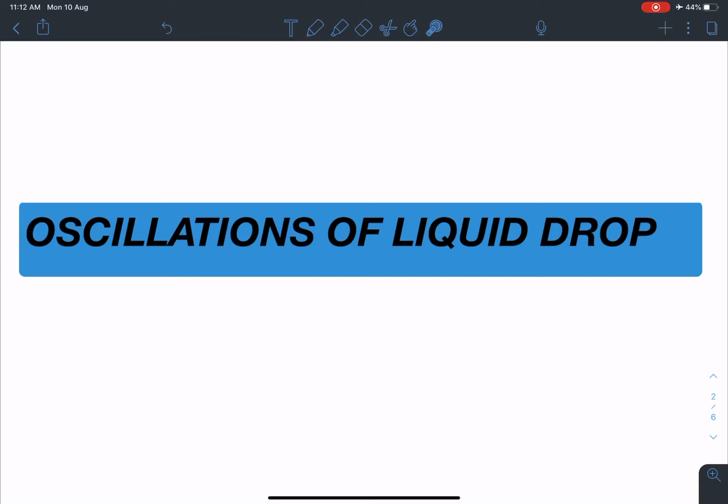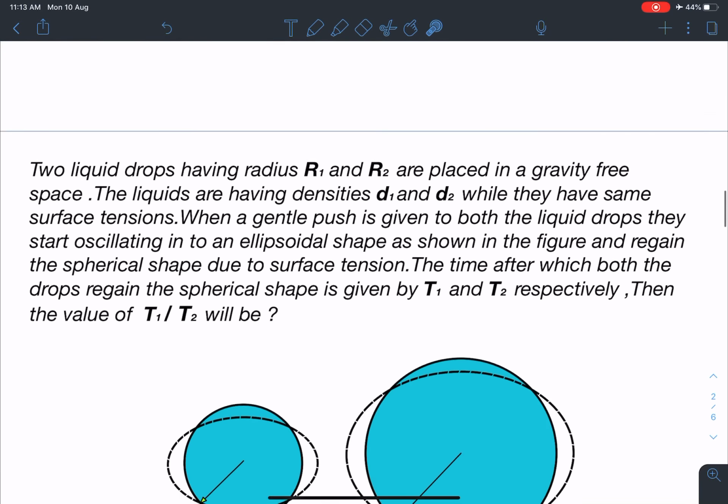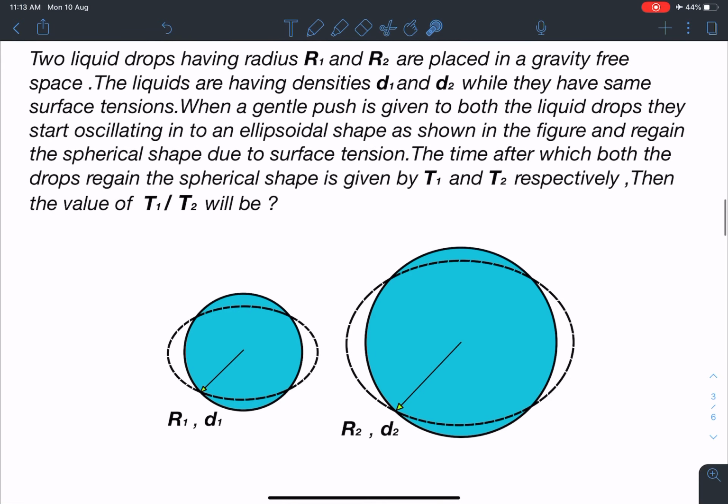It's a very simple yet interesting one, and by the way, it is an original problem. It was framed by me. So let's discuss the statement of this problem. It looks very scary, but actually it's a very simple problem. So here is the statement of this particular problem.